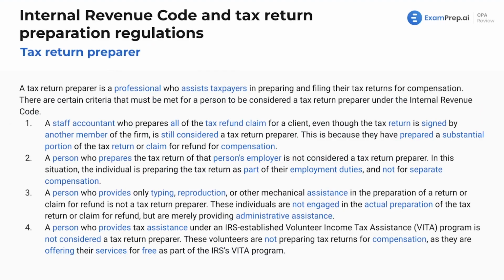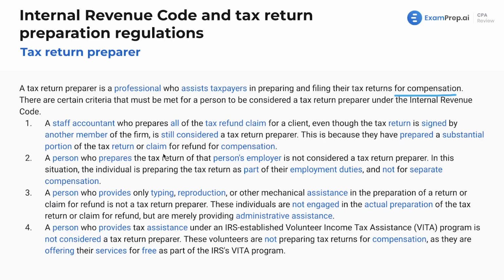We've mentioned some tidbits about tax return preparers, but let's talk about them a little bit more in depth. Well, they're going to be a professional who assists taxpayers in preparing and filing their tax returns for compensation. That is an important point to make sure that you know, it is for compensation. There are going to be certain criteria that must be met for a person to be considered a tax return preparer. For example, you need a PTIN. A staff accountant who prepares all of the tax refund claim for a client, even though the tax return is signed by another member of the firm, is still considered a tax return preparer.